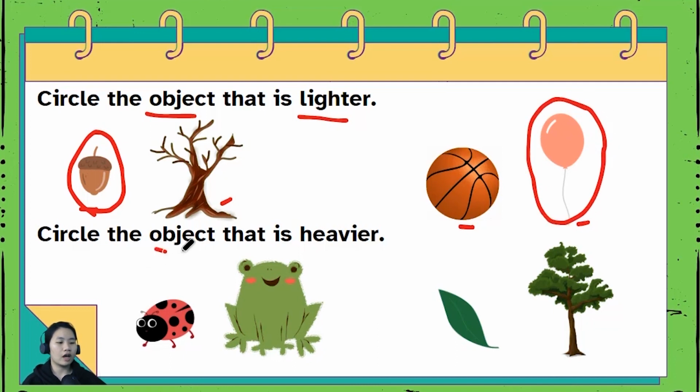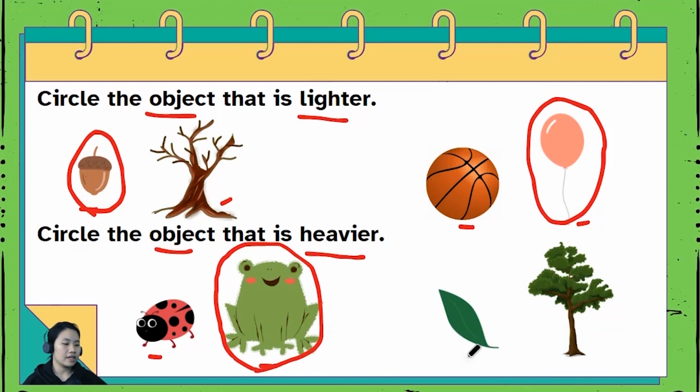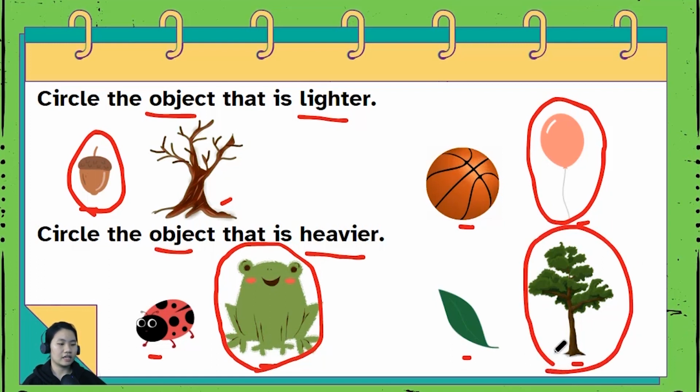Now, we have to circle the object that is heavier, so the opposite of lighter. A ladybug or a frog? Which one is heavier? Because a ladybug is smaller than the frog, therefore the frog is heavier. Okay, now a leaf and a tree. Which one is heavier? The tree or the leaf? It is the tree. Okay.